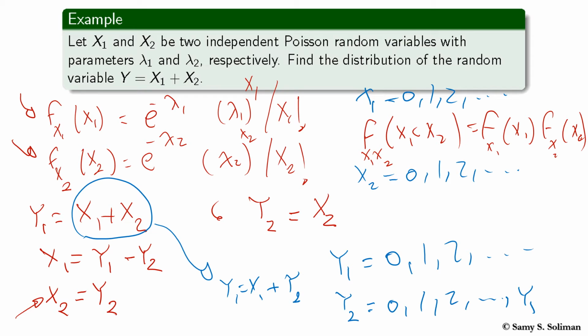So y2 cannot grow indefinitely up to infinity unless y1 itself is infinity. So we have here the maximum possible value of y2 is equal to y1, while y1 itself can grow indefinitely up to infinity. So now we know the one-to-one relations between the new random variables and the original random variables. We know the range of the two new random variables.